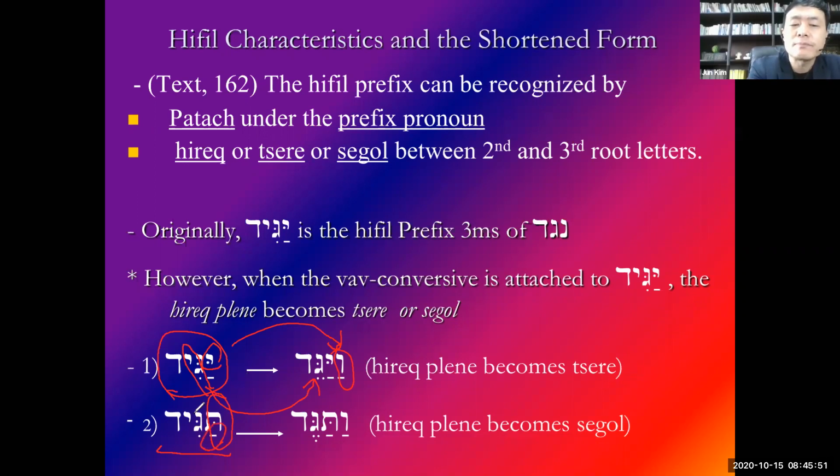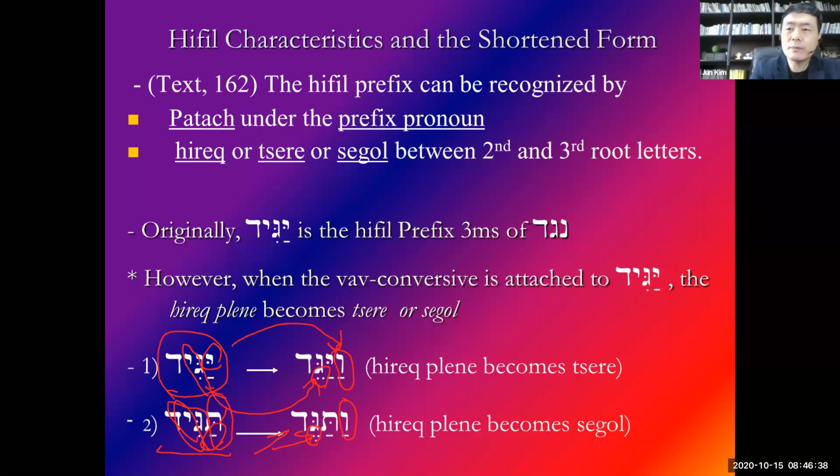So anyway, 3F singular and 2M singular must come with tav in the beginning and then hirek yod in the Hifil stem. So that's why we have hirek yod. But when this prefix form is attached to verb conversive, then hirek yod will be shortened to sego. So see, sere and sego. They are the secondary indicators. Yeah, that's it.